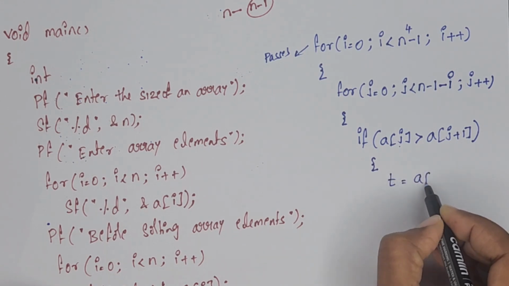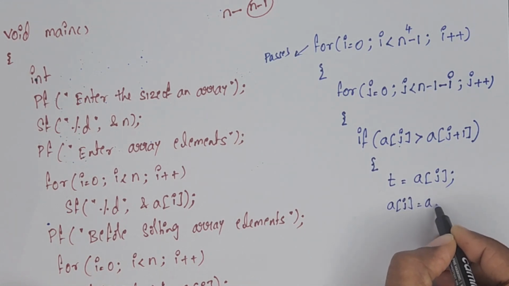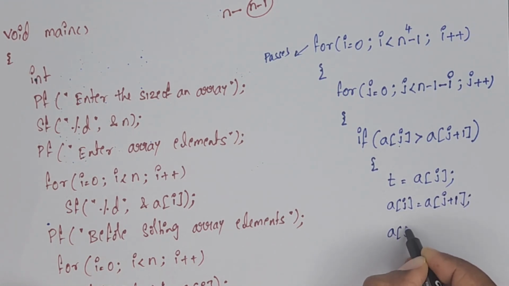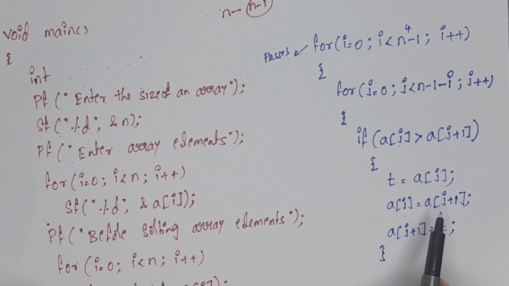See, t equals a of j, a of j equals a of j plus 1, a of j plus 1 equals t. T is one temporary variable. Like this, we have to swap these two elements.